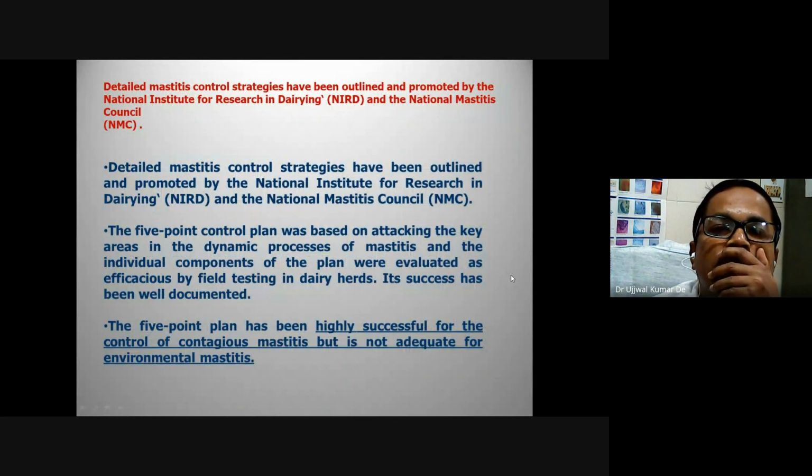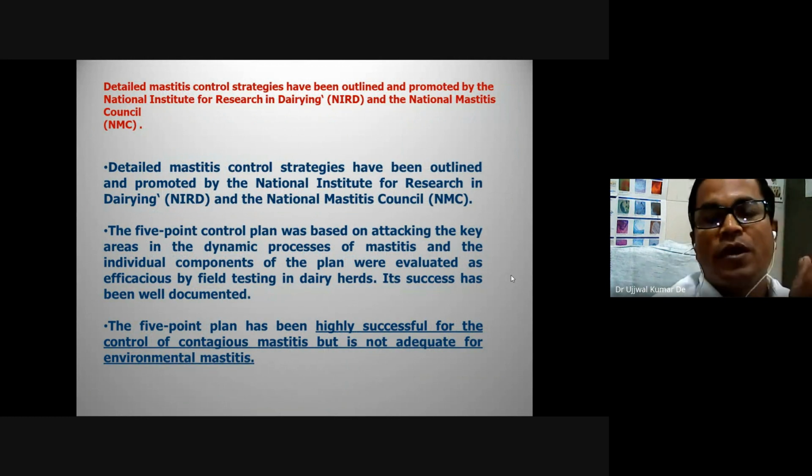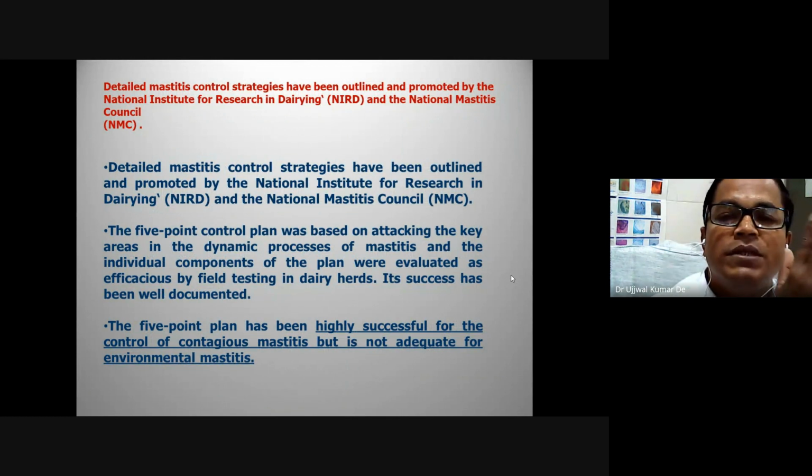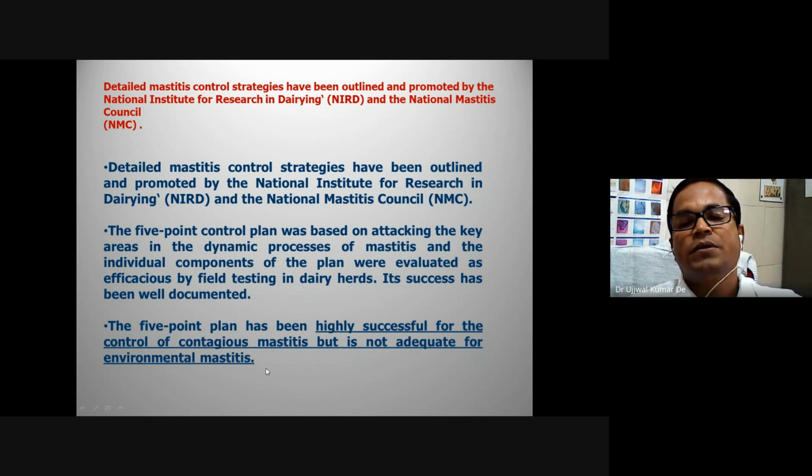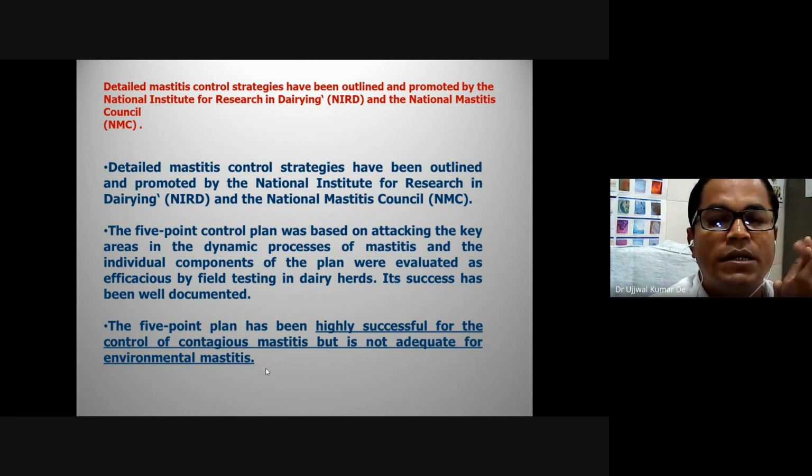Then another topic is mastitis control. The mastitis control program is recommended by different research and development work, various trials and management aspects. The National Institute of Research on Dairying and the National Mastitis Council have recommended a 5-point mastitis control program. The 5-point program is targeted towards the contagious disease, and is highly successful for contagious pathogens.